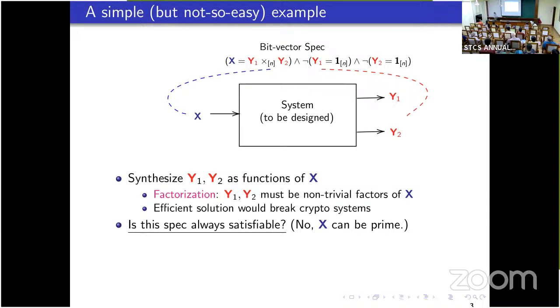The not-equal-to-one condition is saying that otherwise I can always find one of them to be one and the other to be x. So I want to sort of get rid of one. Yeah, it's not equal to one. All of these are unsigned integers. So they're interpreted as unsigned integers.